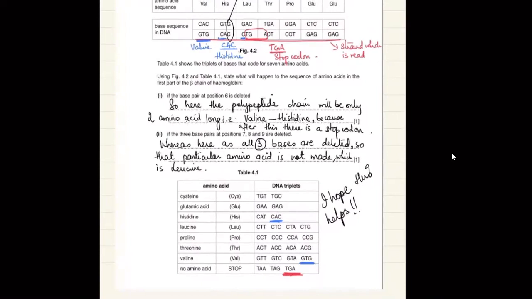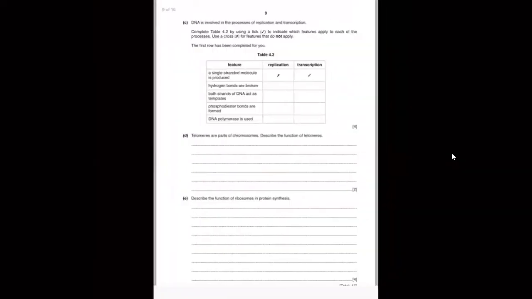So the answer is that here all 3 bases are deleted, so that particular amino acid is not made, which is leucine. Right? Yes. ठीक है, आगे करते हैं. Let's do this.